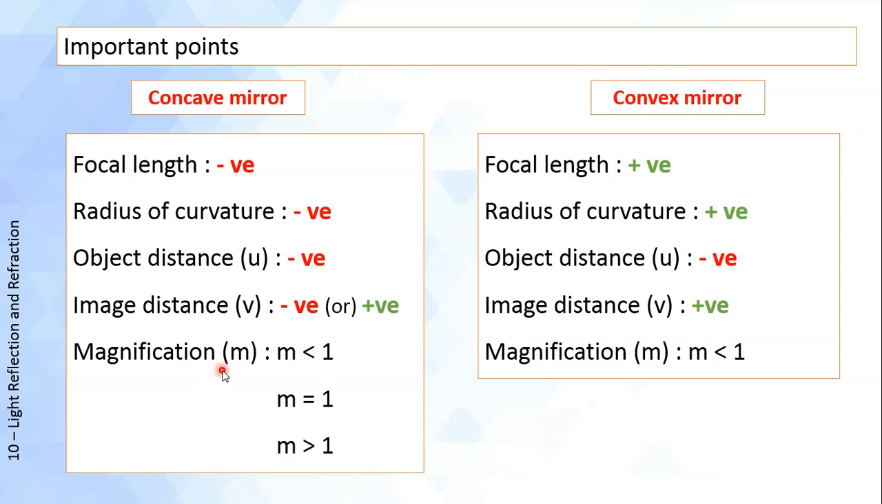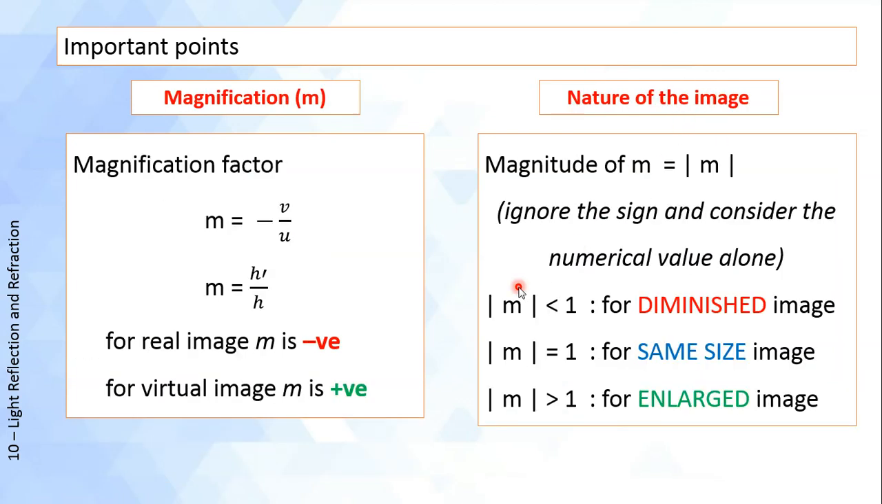Magnification factor may be less than 1 or equal to 1 or greater than 1. It depends upon the position in which object is placed. Now come to the convex mirror. In convex mirror, focal length, radius of curvature and image distance all will be in positive direction of x-axis. That is the principal axis. Only the object distance will be negative. The magnification factor will be always less than 1. That means convex mirror always produce diminished image.